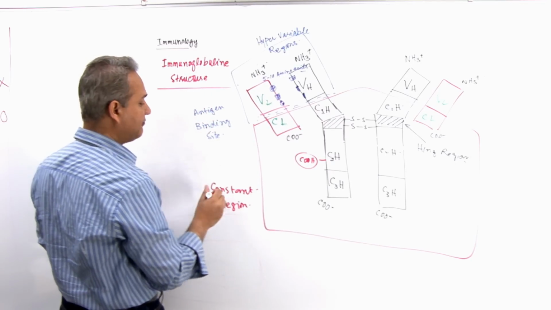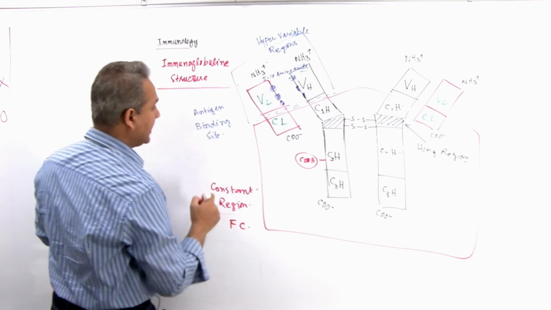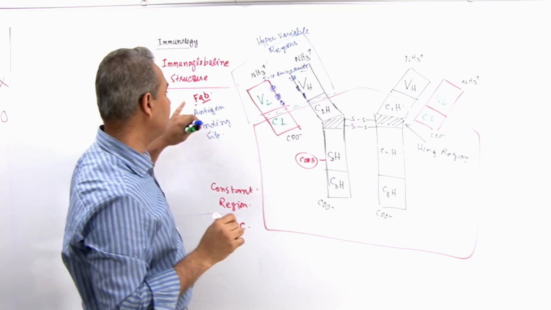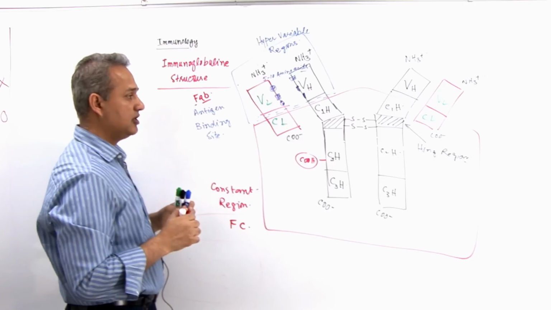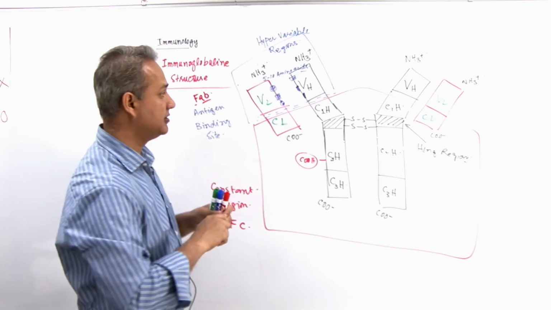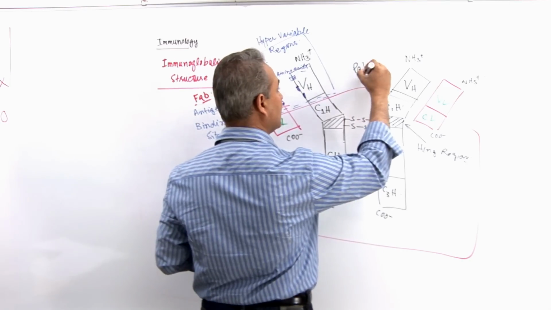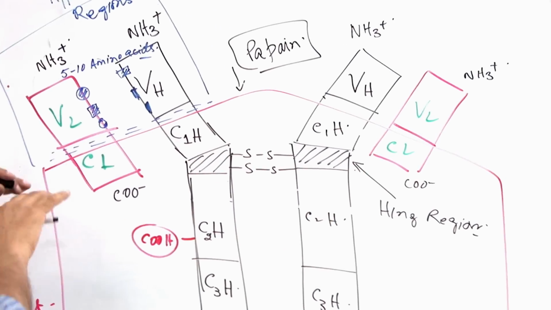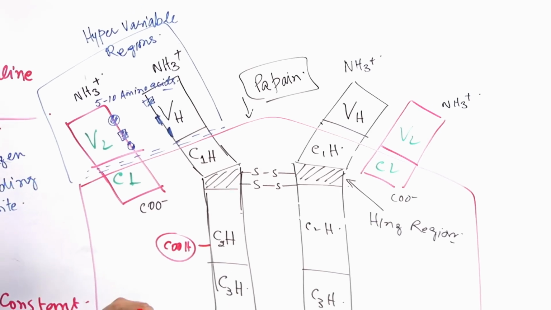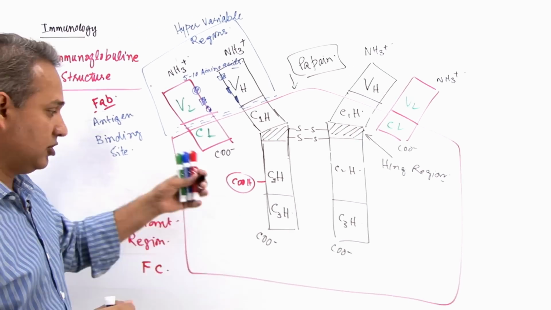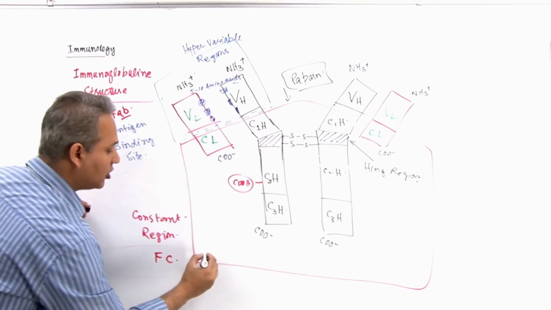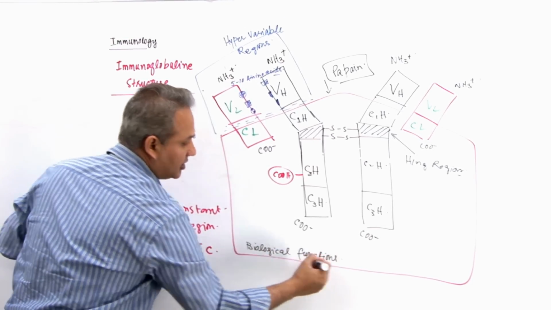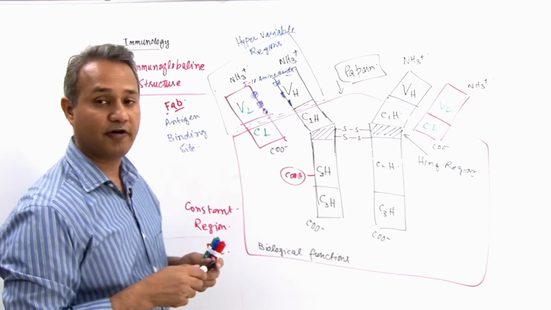This is also called FC, fragment constant, and this is called FAB, fragment antigen binding. So FAB region is here, FC region is here. You can actually pour papain, an enzyme which when you pour on the immunoglobulin, it breaks the hinge regions and separates the antigen binding site from the constant site itself. Now, the FC portion is also called a portion for biological functions. Many properties here, so let's talk about some of those properties.